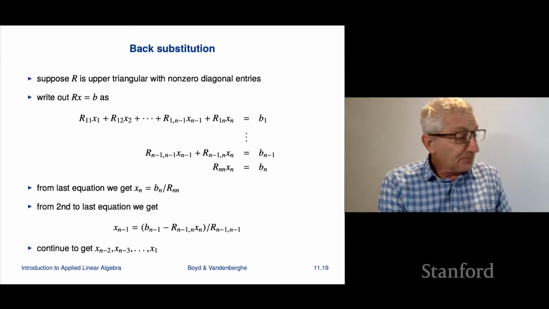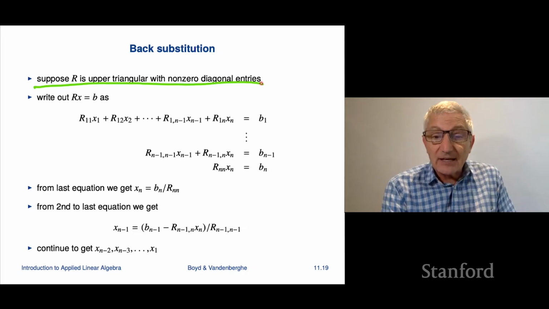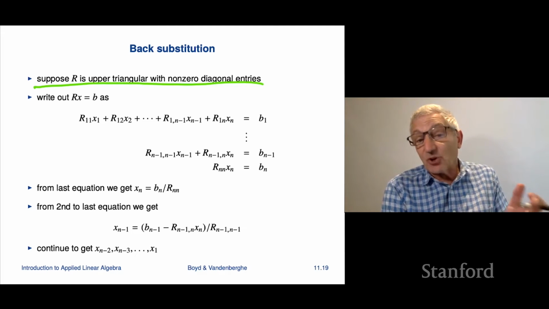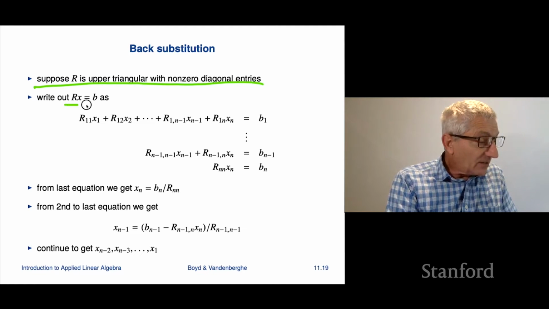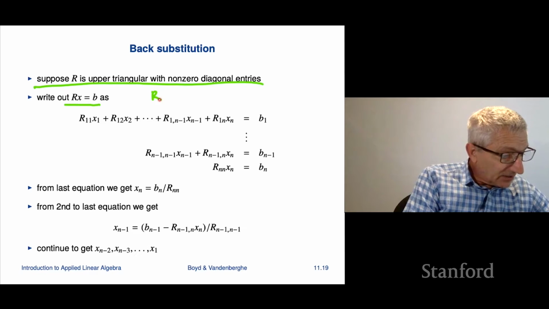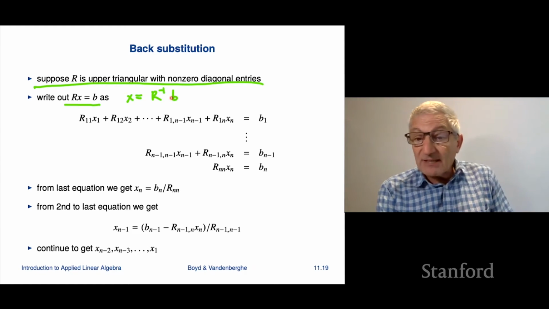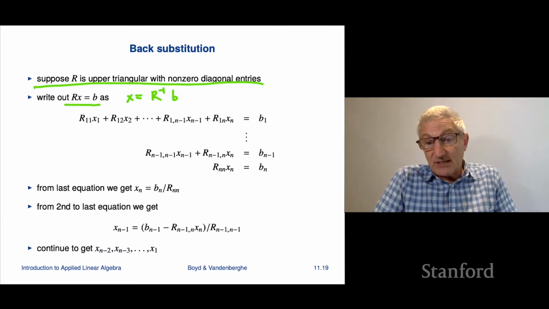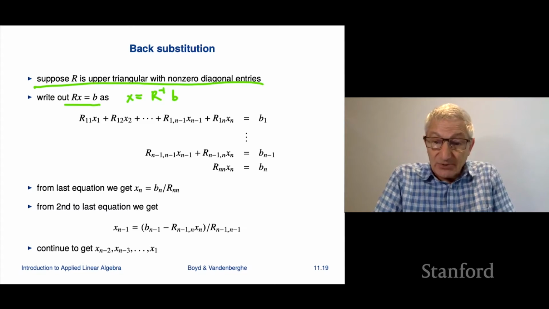So here's the idea. We have a matrix, R. It's upper triangular with non-zero diagonal entries. Now that means that R is invertible. We've already discussed that. And so we're going to write out the equation Rx equals B. And of course, what we're actually calculating here, if we're going to solve for x, is x equals R inverse B. I can write this because R is invertible, because it's upper triangular with non-zero diagonal entries.